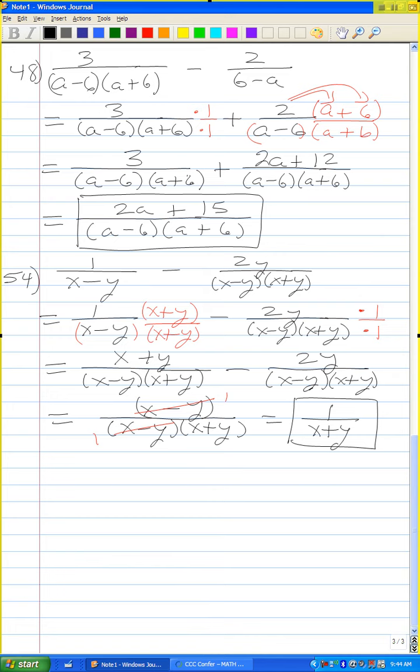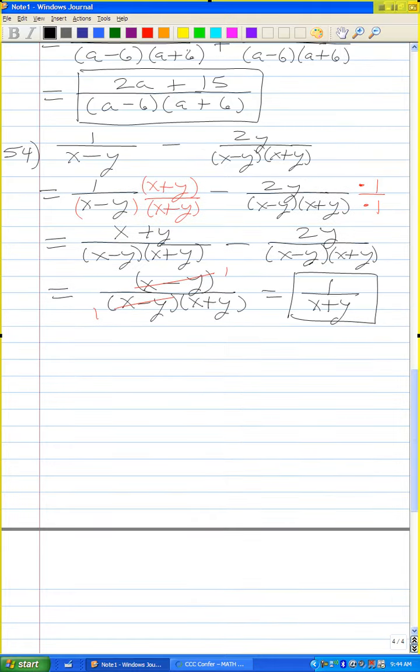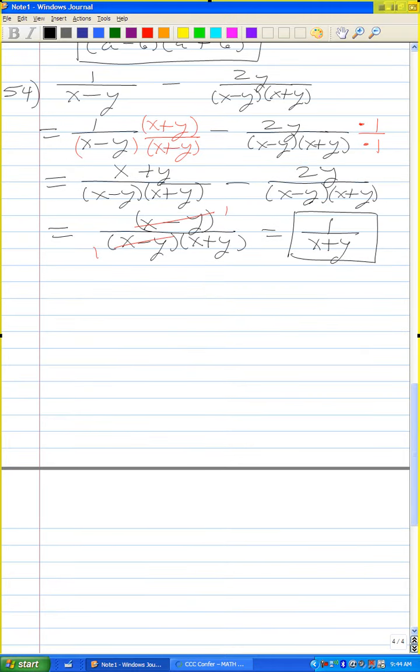Let me do problem number 58. x over 1 minus x, plus 1 over x minus 1. So let me rewrite this, 1 as 1 over 1. So the least common denominator here is x times 1 minus x.